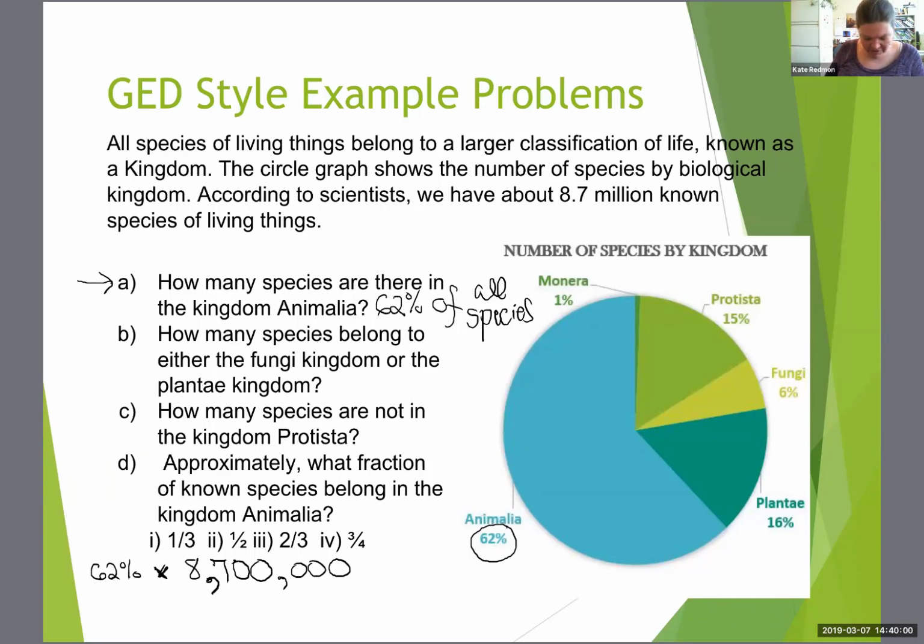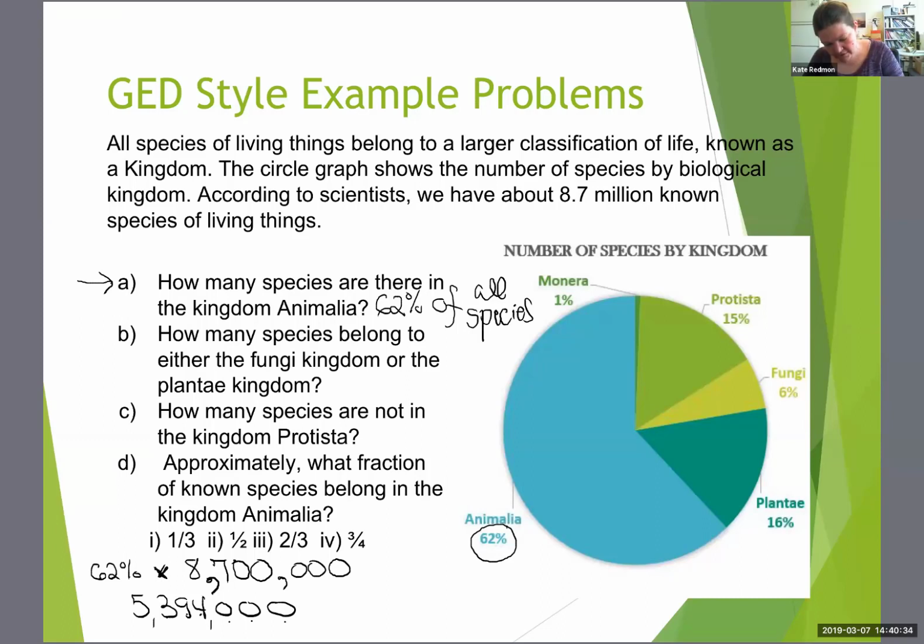62% of means times. And again, I just used the percent button because I'm so lazy. And 8.7 million, not 8.7. And I get 5394000. Hard to read that number until I put the commas in. So starting at the back end, I'm going to go 1, 2, 3, comma, 1, 2, 3, comma, and I see that's 5,394,000 species in the kingdom Animalia.